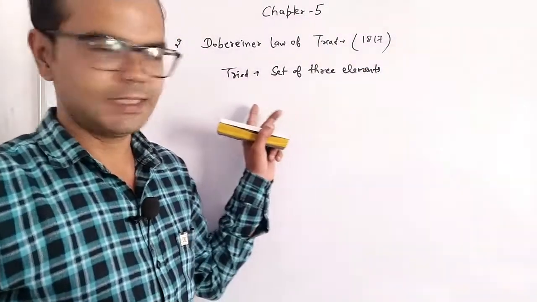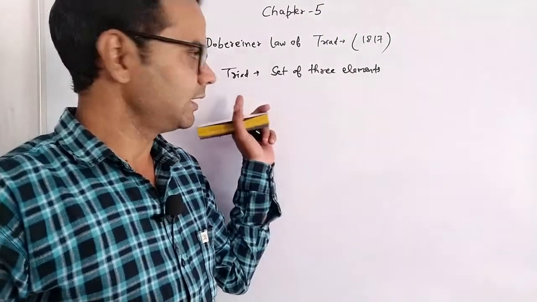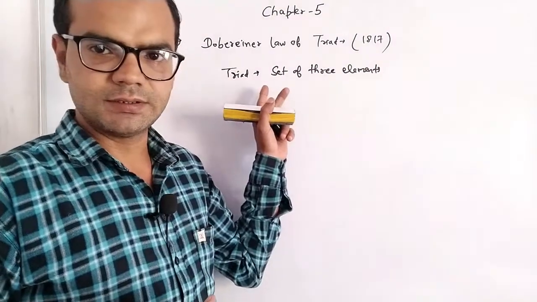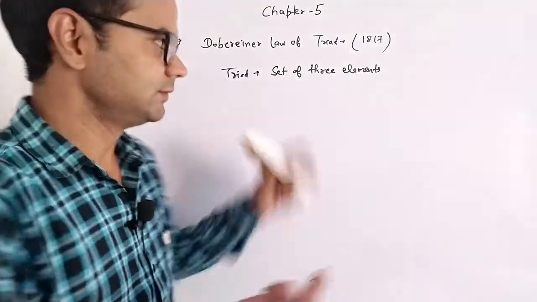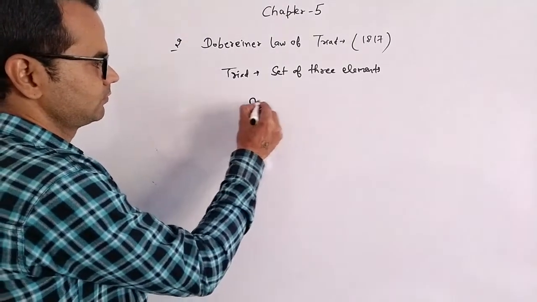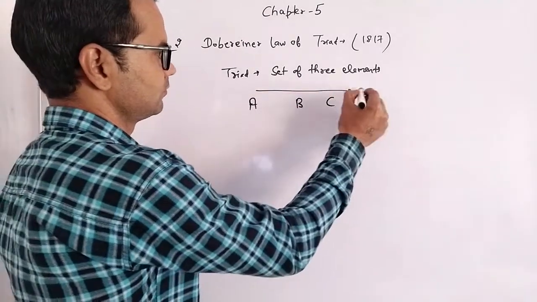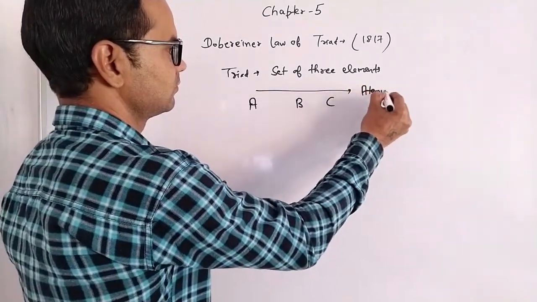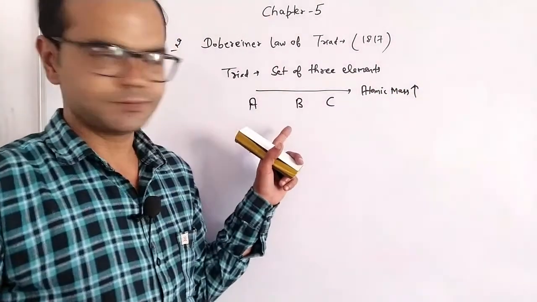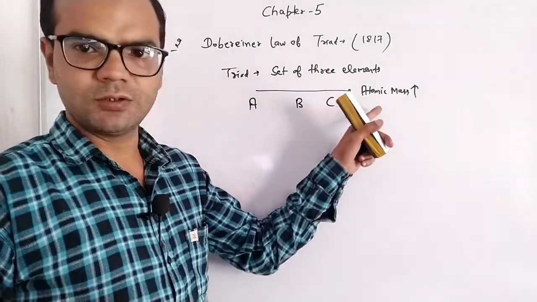So what is a triad? A triad is a set of three elements. He used the concept of atomic mass. He arranged elements in increasing order of atomic mass in triads. And what was the criteria of triad? For example, we have three elements. So first thing is, he used the concept of increasing order of atomic mass.